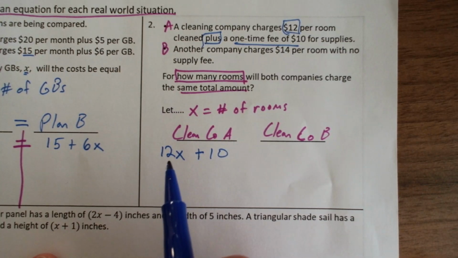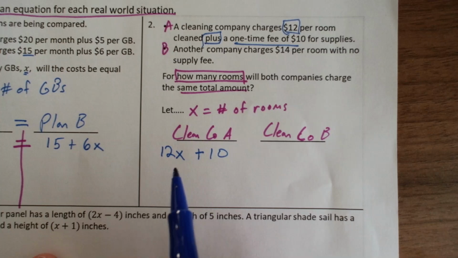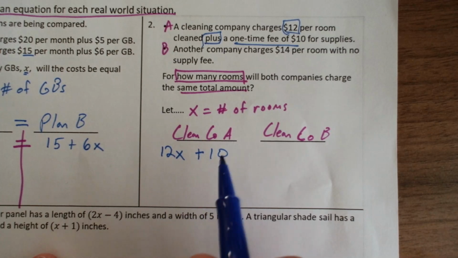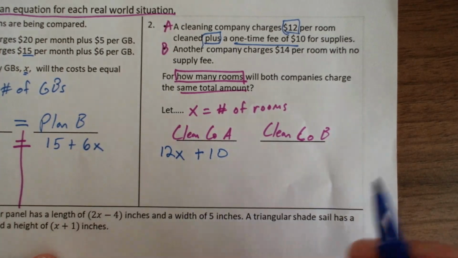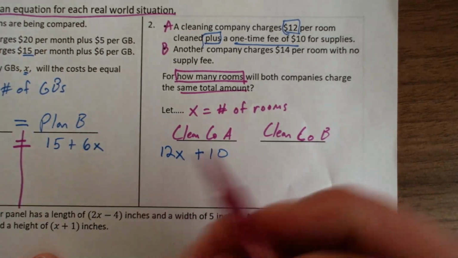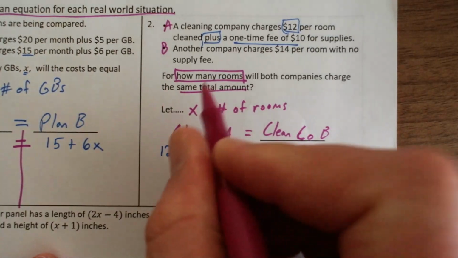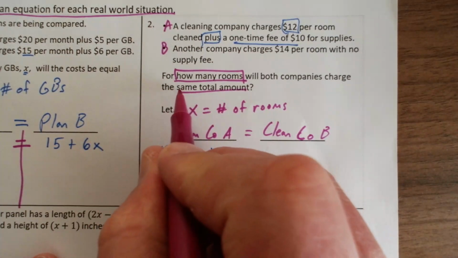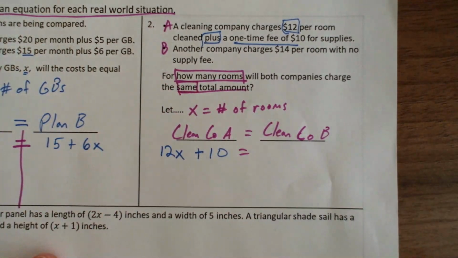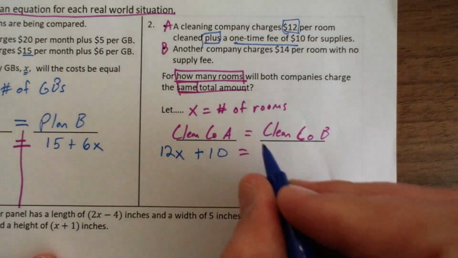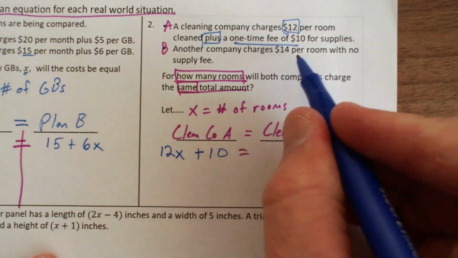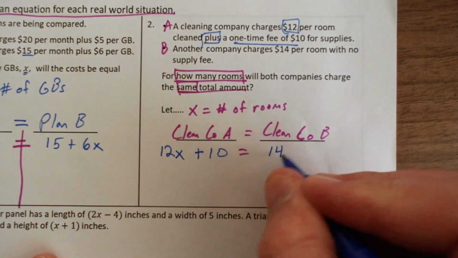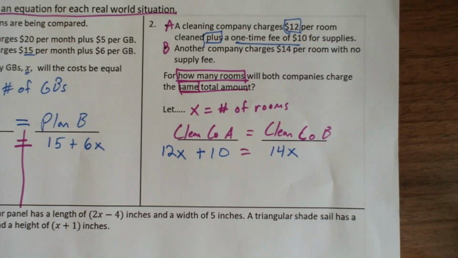If they come to clean 50 rooms, then it's $10 plus however much this is going to cost. And I'm going to set this equal because that's what I want to figure out. Because I want to figure out the same, which is equal to cleaning company B, which is another one that charges $14 per room, period. That's it.